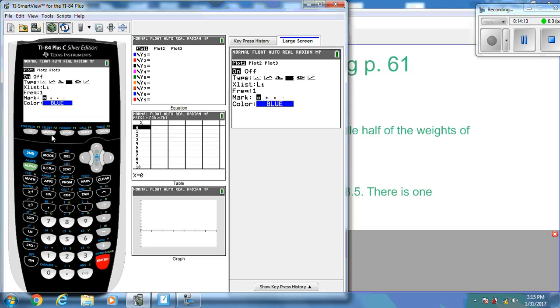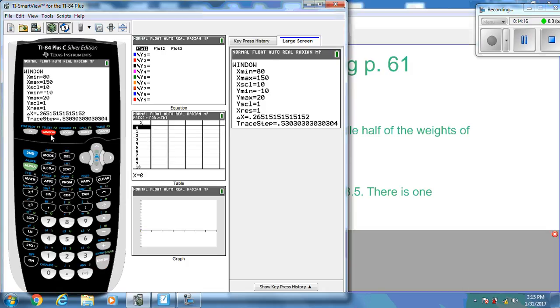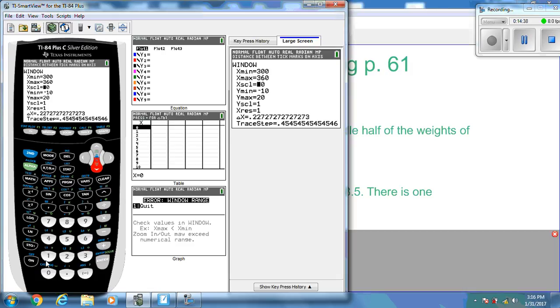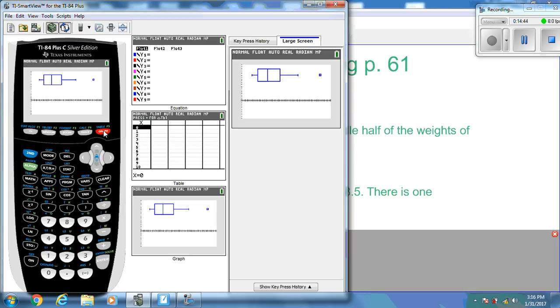And then I have to go to my window. In my window, I want to make sure it's big enough to see all my values. So I think I don't have anything below 300. And I don't have anything above, let's see, 360. And then your scale can just be 1. It's not like a histogram. You don't have to change your bandwidth. So then I'm just going to click Graph, and it's going to show my box plot.